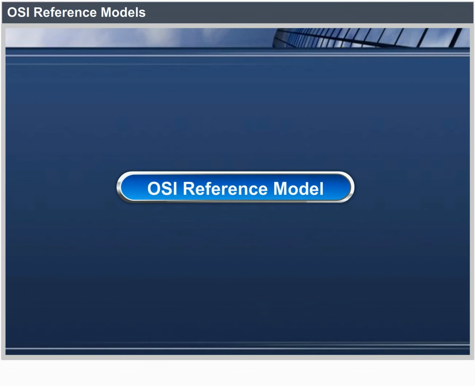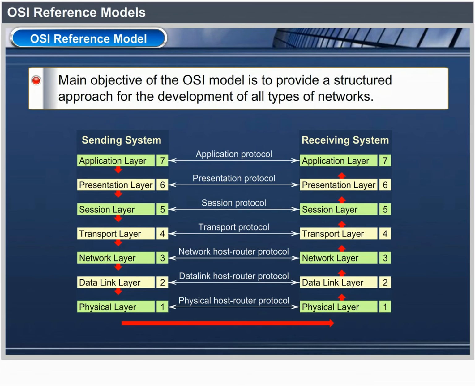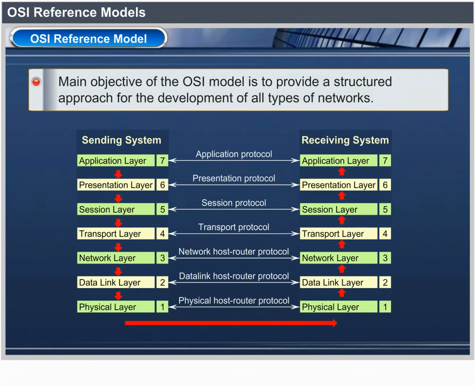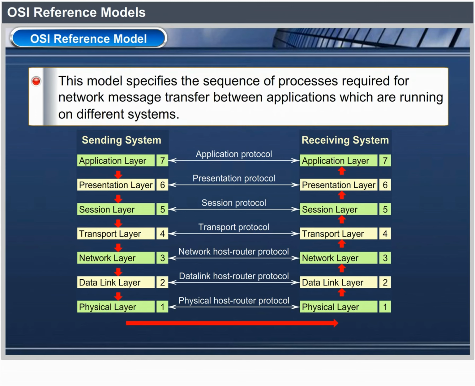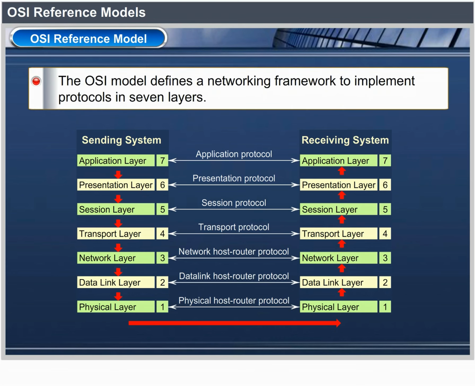OSI reference model. The objective of the OSI model is to provide a structured approach for the development of all types of networks. The model specifies the sequence of processes required for network message transfer between applications running on different systems. The Open System Interconnect, or OSI, is an open standard for all communication systems. The OSI model defines a networking framework to implement protocols in 7 layers.